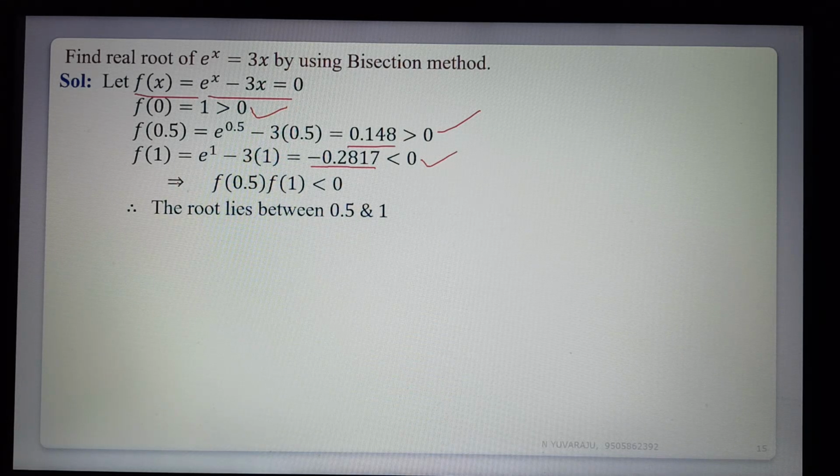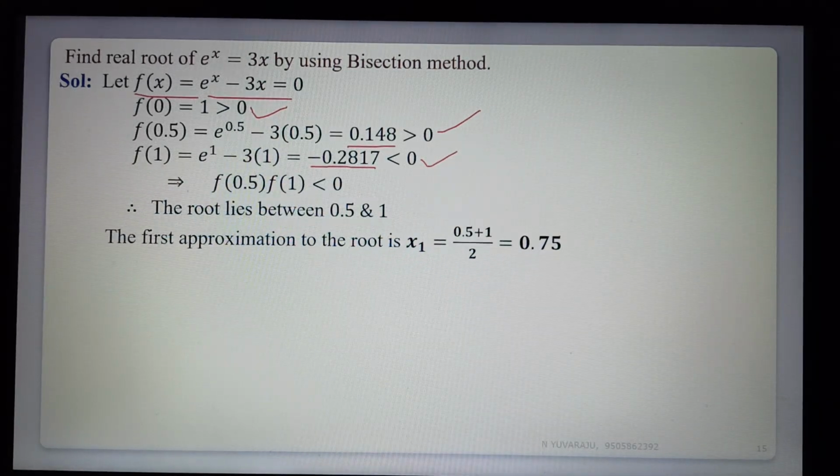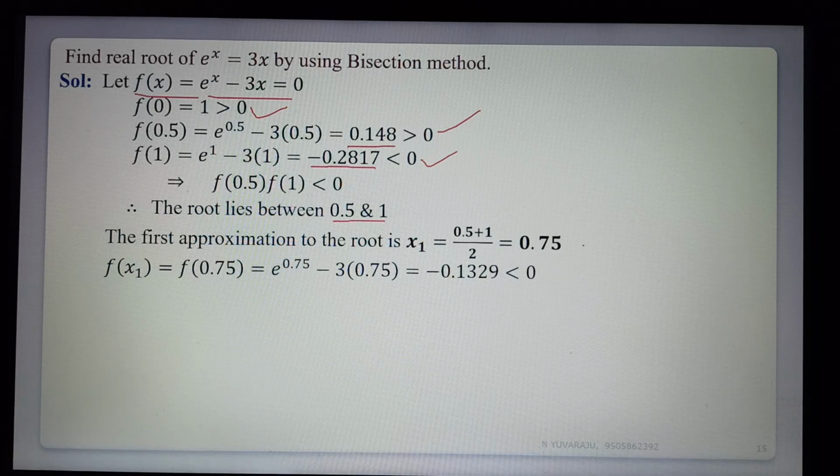So the first approximation is half of the two values. The root lies between 0.5 and 1. x1 is equal to 0.5 plus 1 by 2, that is 0.75. Substituting in the given equation, f of x1 is equal to f of 0.75 is equal to e power 0.75 minus 3 into 0.75, that is equal to minus 0.1329, negative only.